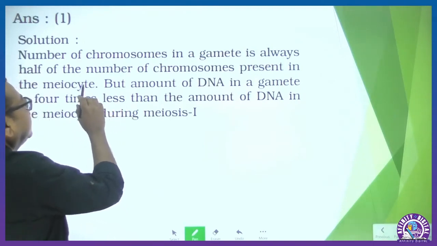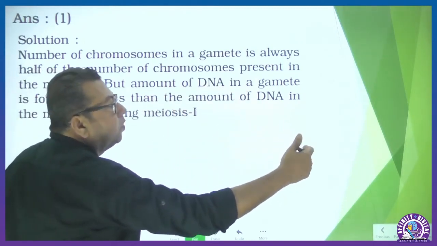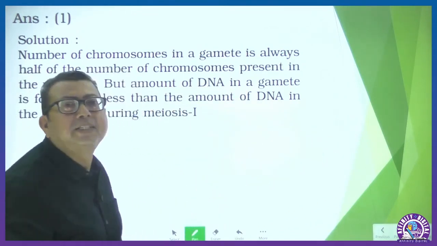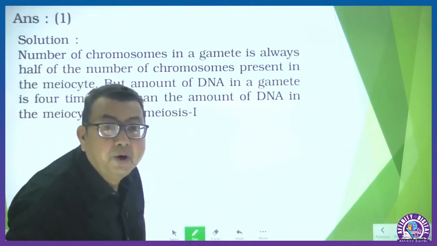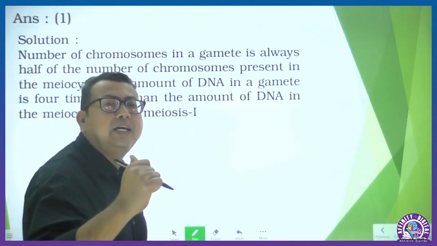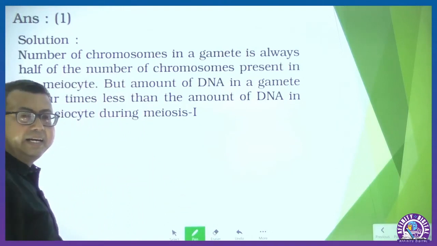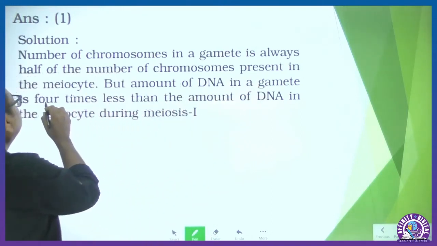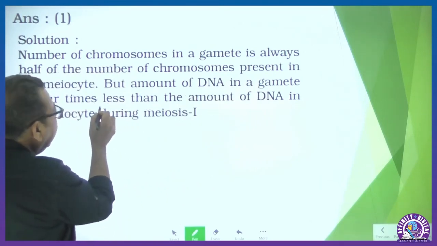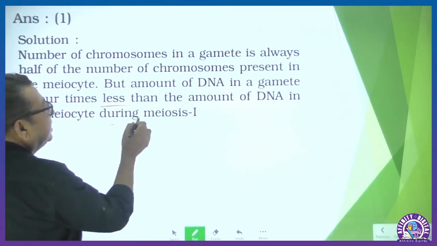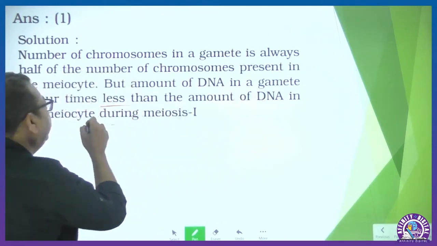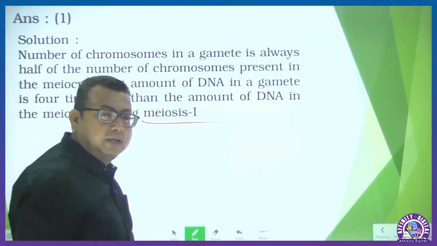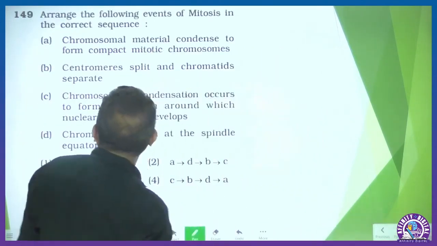क्योंकि meiocyte undergoes meiosis one and forms two haploid daughter cells. The two haploid daughter cells undergo meiosis two after a short-lived resting period called interkinesis. अच्छा, but the amount of DNA in a gamete is four times less than the amount of DNA in the meiocyte during meiosis one. ठीक है, next question.